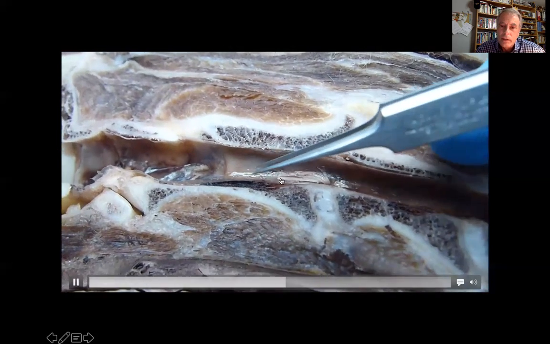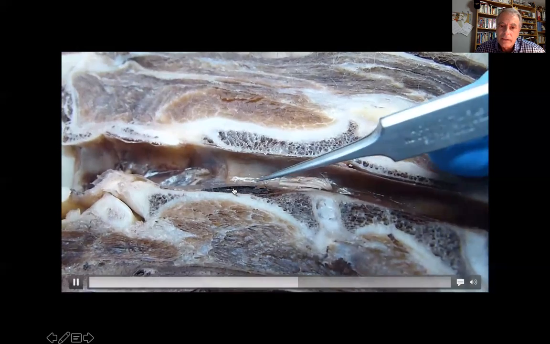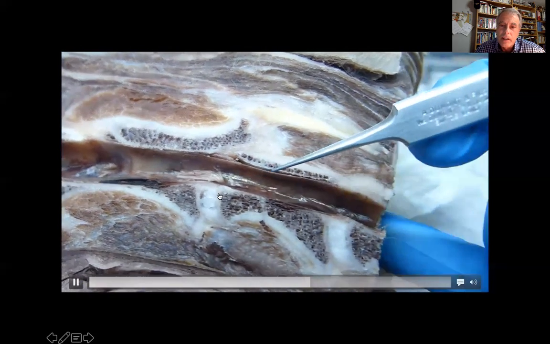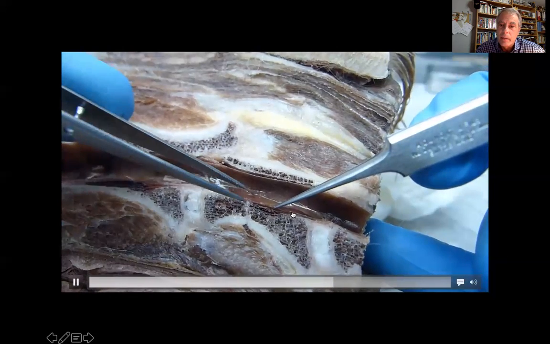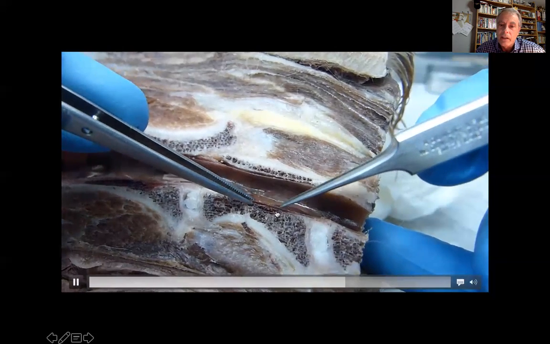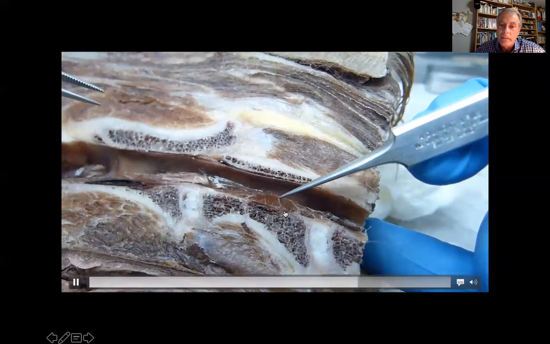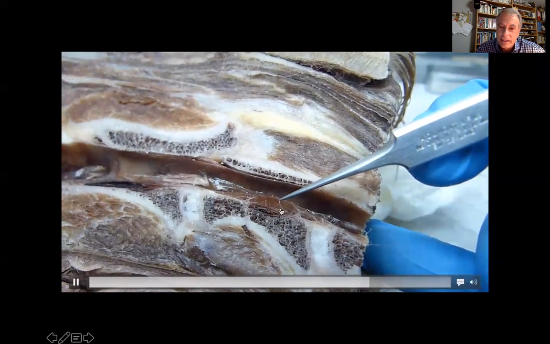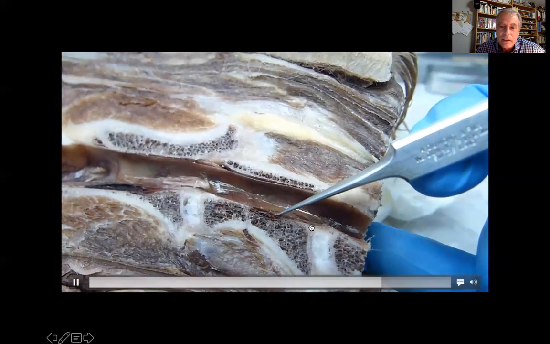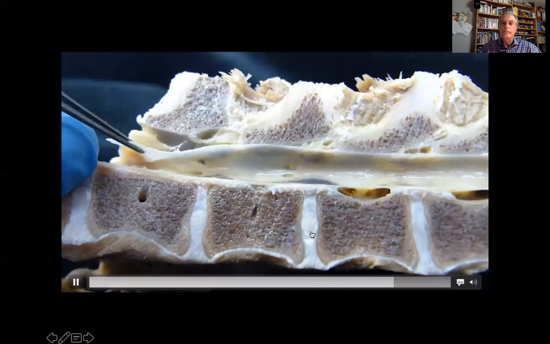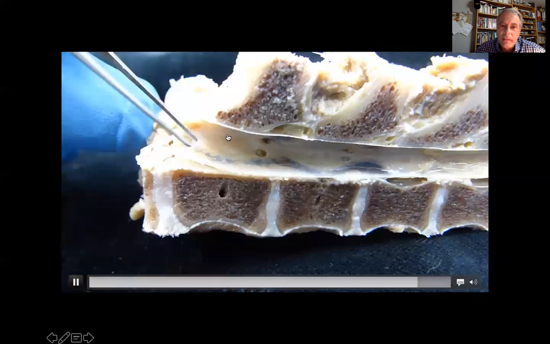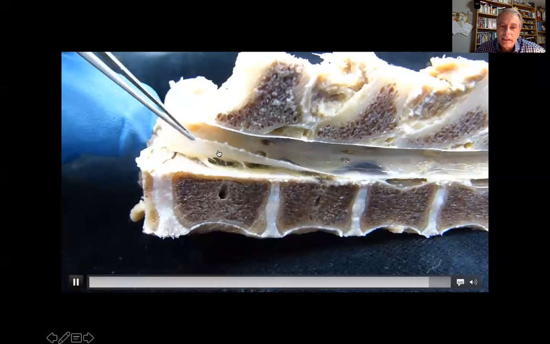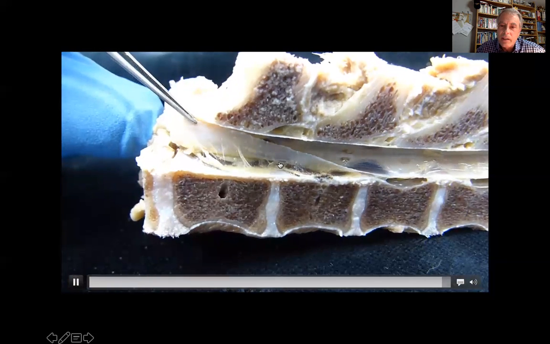Of course, ventrally, we have the plexus venosus vertebralis internus ventralis here. And there are also attachments between the inner and the outer layers of the dura mater ventrally. You see, there are these small connections. Again, in this image, we are moving the inner layer, and you see all these attachments between the inner and the outer layer.